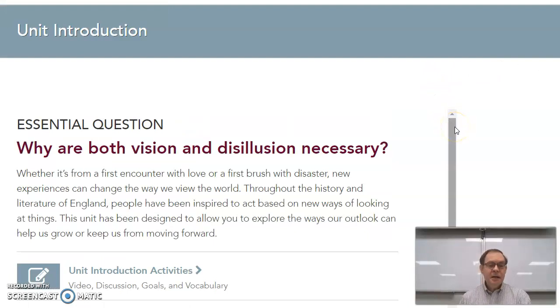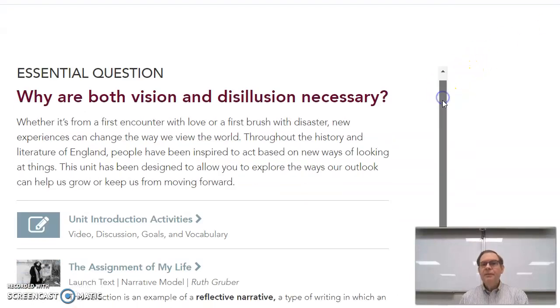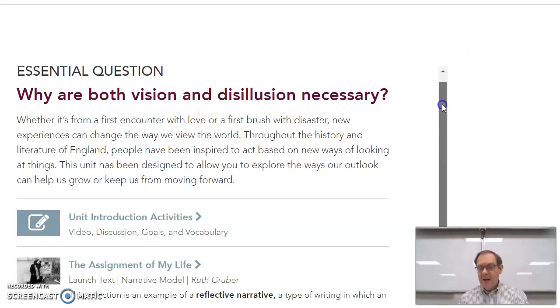And again, continuing with that idea, why are both vision and disillusion necessary? And really the essential question is dealing with why is our vision of the past and our vision of the future influencing our present, but also why vision and disillusion are necessary in framing who we are.